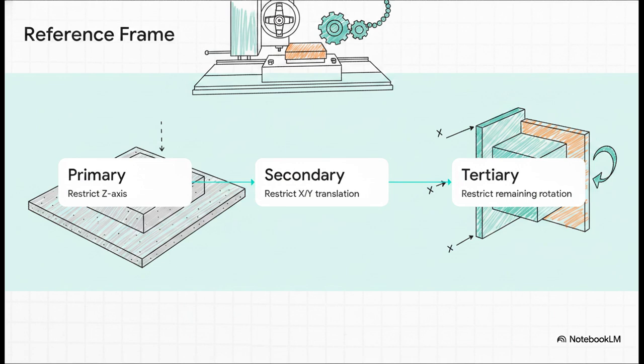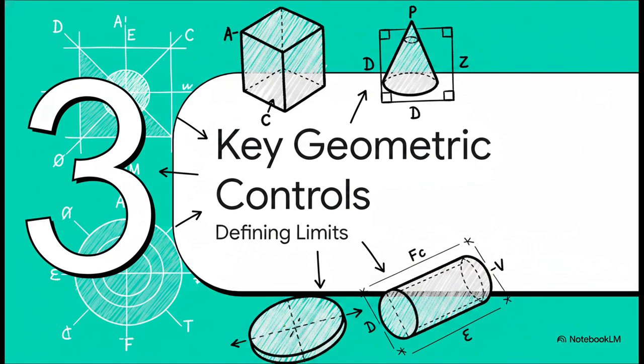Step 1, you restrict the z-axis by resting the part flat on its primary datum. Step 2, restrict X and Y translation by pushing it against the secondary datum. And finally, Step 3, restrict any leftover rotation against the tertiary datum. Boom. It is the exact mathematical equivalent of locking a workpiece securely into a CNC mill. All right, our part is locked down.